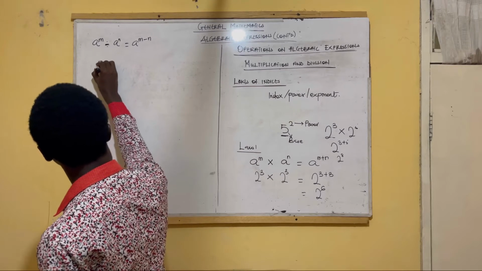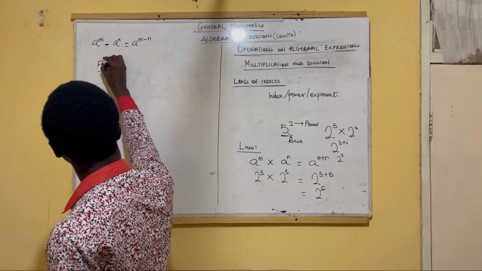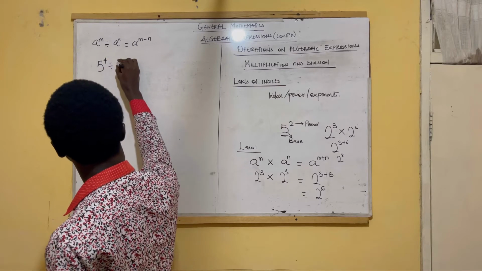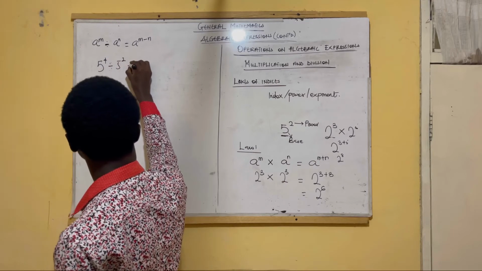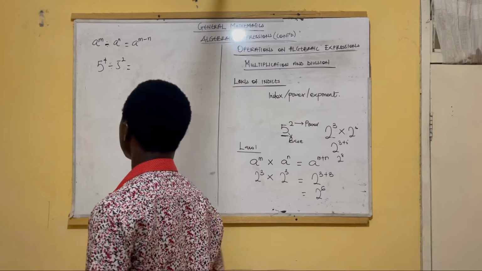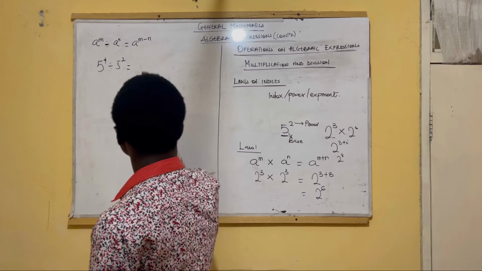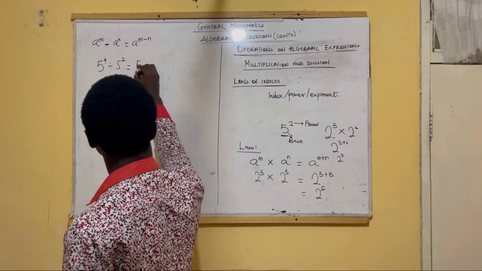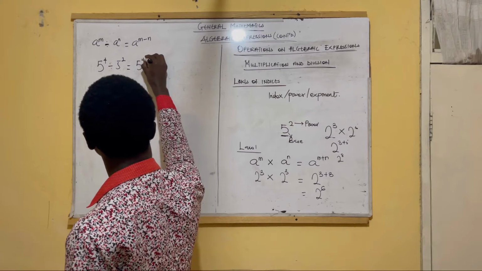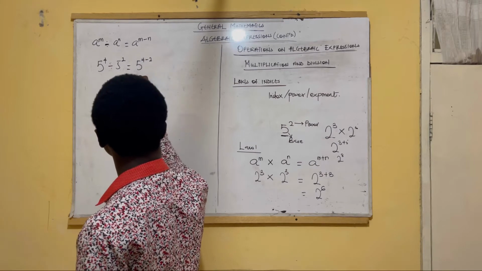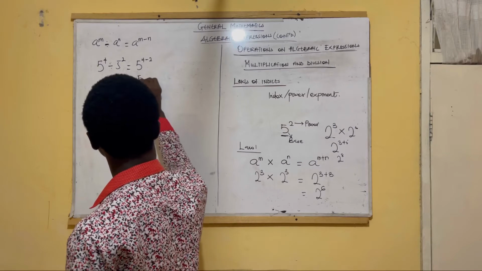With this, we can easily work this example. Let's say I give you 5 exponent 4 dividing 5 exponent 2. Because the bases are the same, you pick the common base they are sharing, and then you subtract the powers. 4 minus 2, making 5 exponent 2.